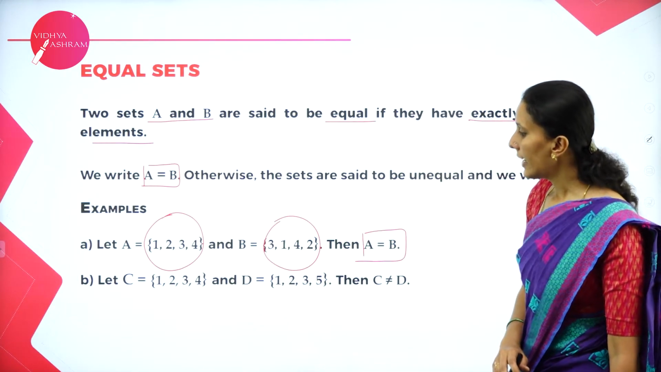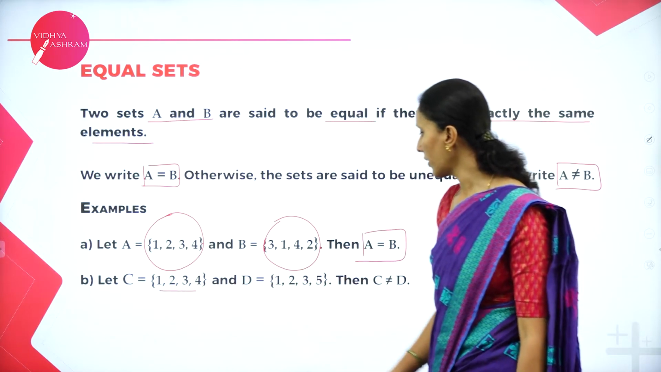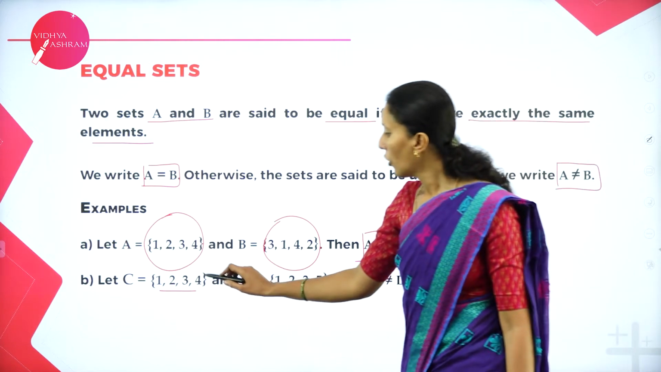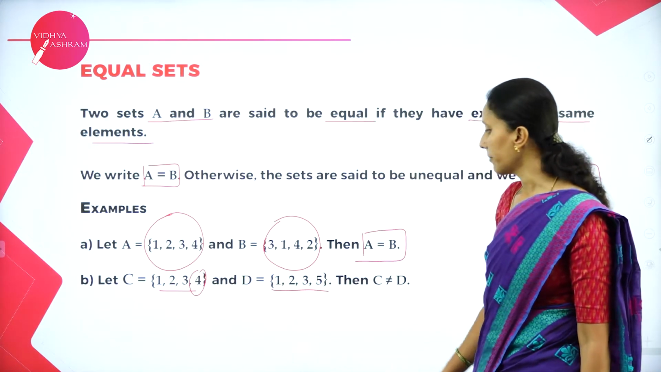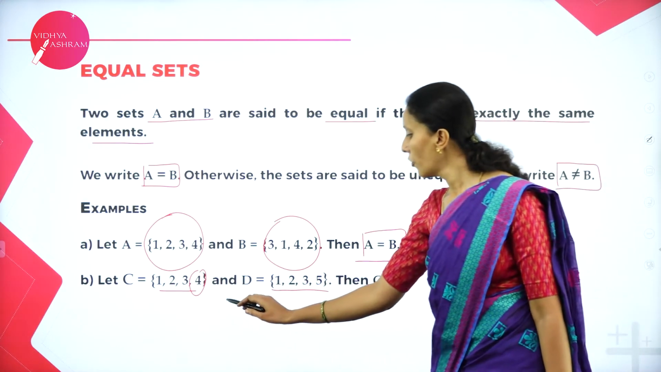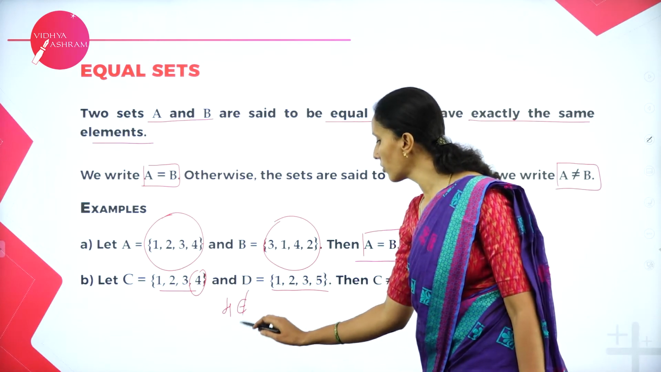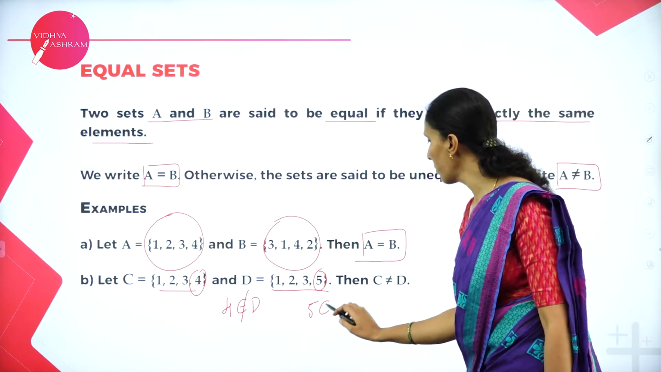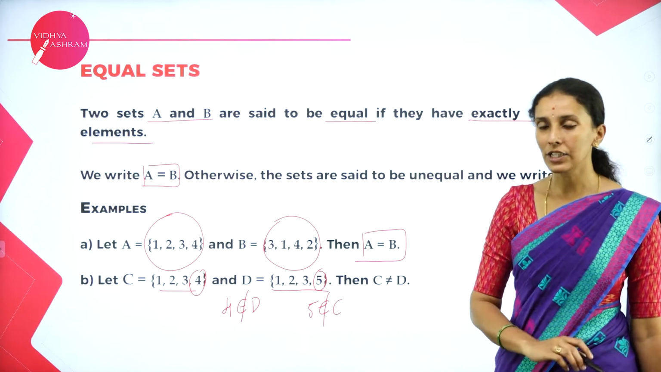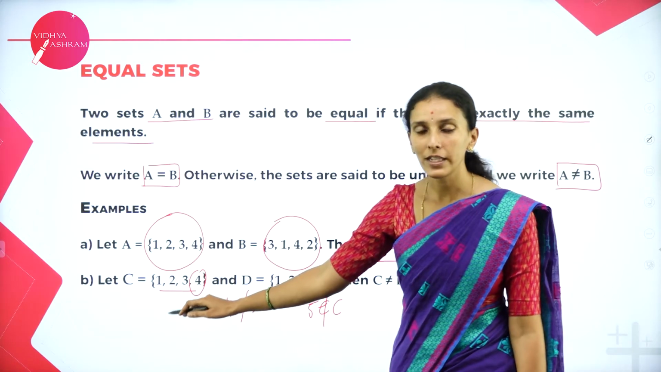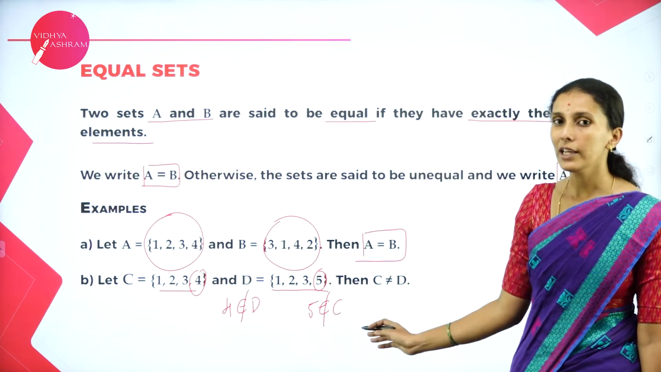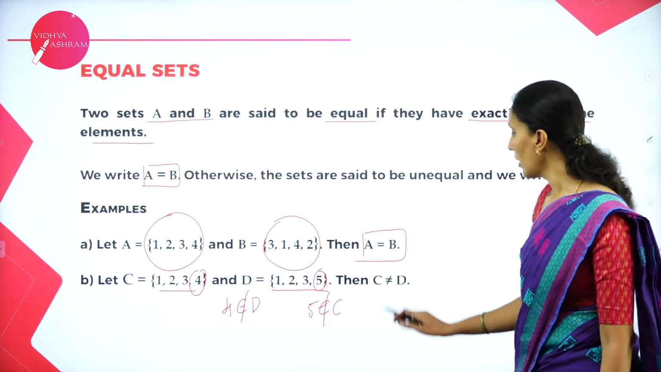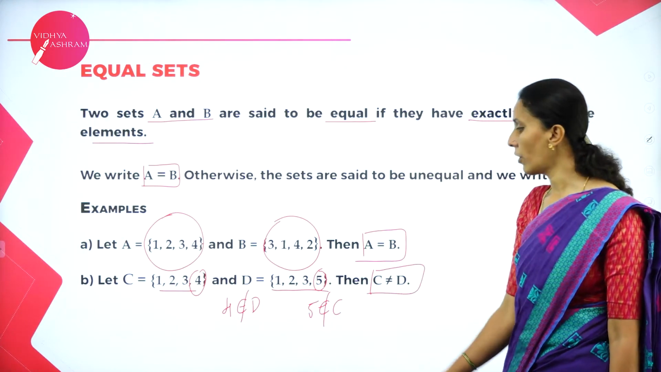Next, C = {1, 2, 3, 4} and D = {1, 2, 3, 5}. So here 4 is not in D, so we can see that 4 does not belong to D. Also, here we have an element 5 which does not belong to C. What is the condition? All the elements of C should be in D and all the elements of D should be in C. But here it is not so. Therefore, we write C ≠ D.